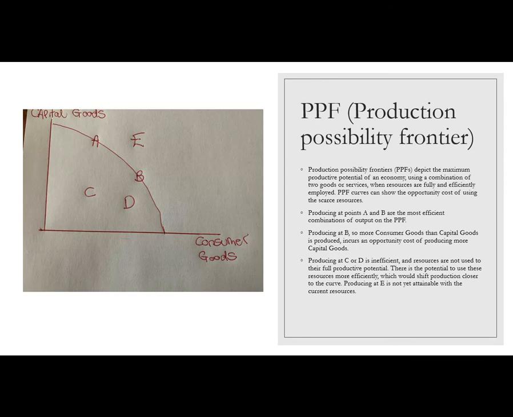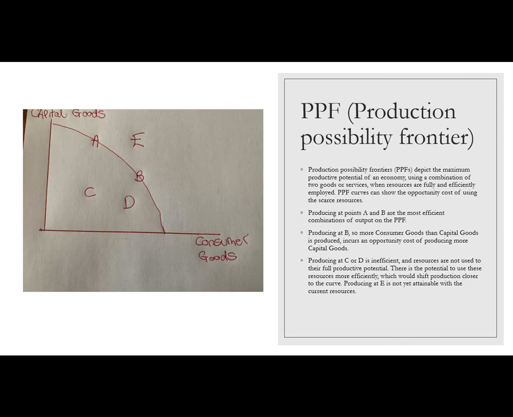Well, producing at point B means that you're producing more consumer goods than capital goods, which incurs, by definition, an opportunity cost of producing more capital goods. Because if B moved a little bit higher onto the concave shape, it could have produced more capital goods, but it would have to give up producing consumer goods. So there is always going to be that opportunity cost between both of them, and you can label the x and the y axis whatever you like. They could be, for example, an iPad and an iPhone.